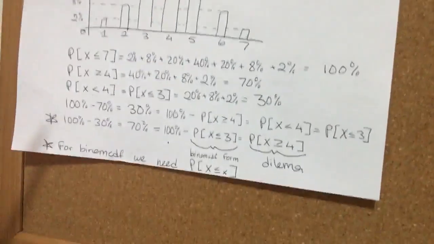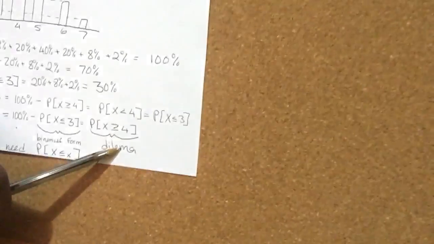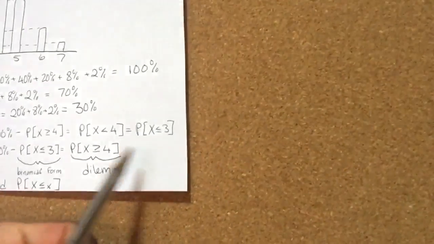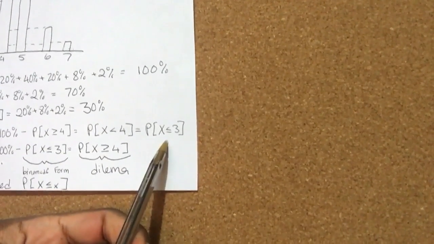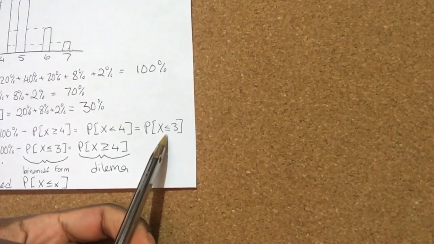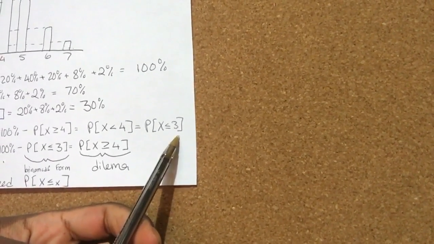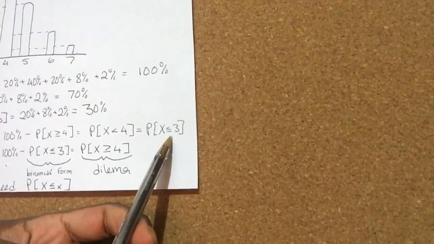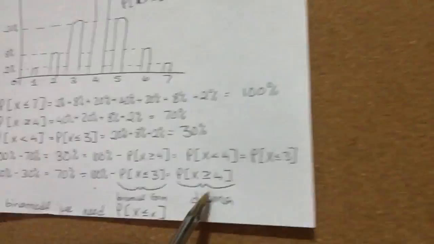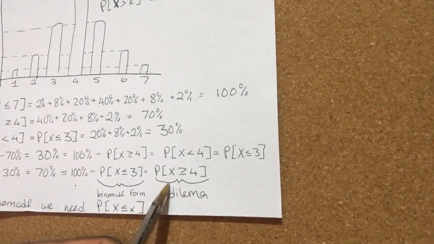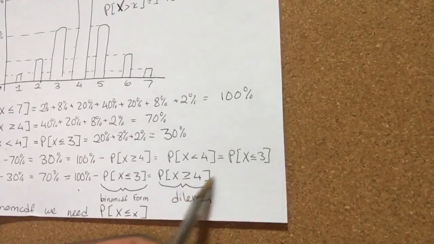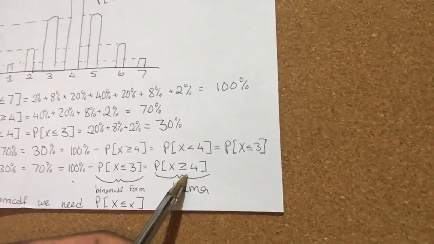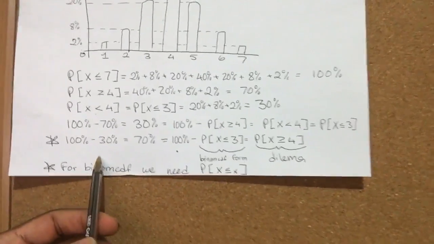Let's go down here. This is where our dilemma comes in. Sometimes the problem asks us to simply find the probability that x is less than or equal to 3. Well, that's simple. We can just go in our calculator and put in binomial CDF and put it in for 3. But other times, as we've seen, it says x is greater than or equal to 4. Well, that is not in this form, so we need to rewrite it. And that's where this comes in.